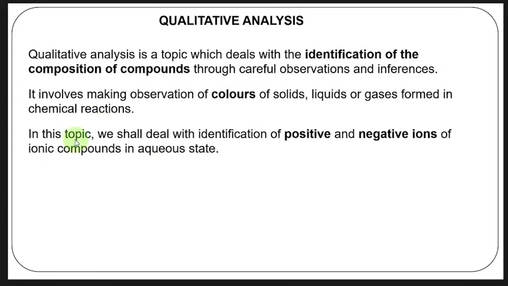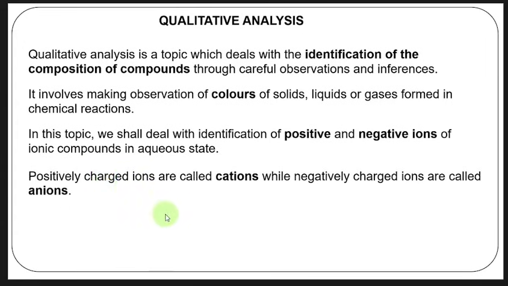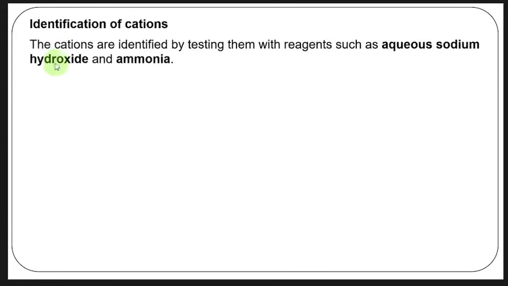In this topic, we shall deal with the identification of positive and negative ions of ionic compounds in aqueous state. So positive charged ions are called cations, while negatively charged ions are called anions. Alright, so let's start with identification of cations. So the cations are identified by testing them with reagents such as aqueous sodium hydroxide and ammonia. So we use sodium hydroxide and the aqueous ammonia to test for cations in compounds.